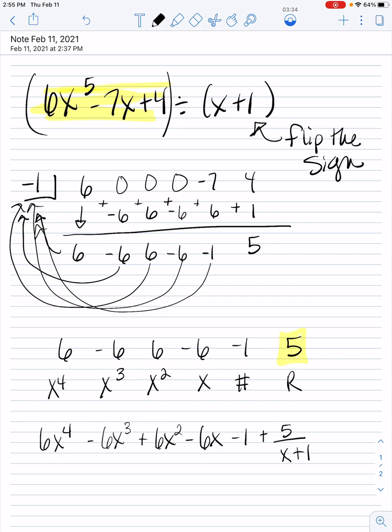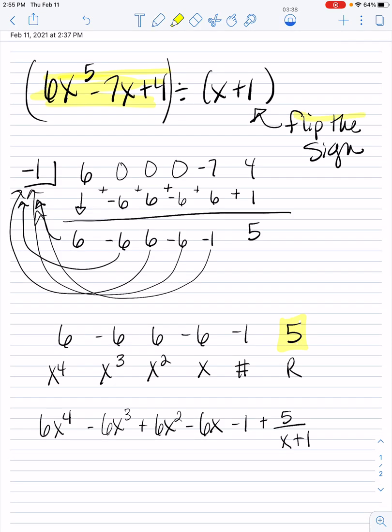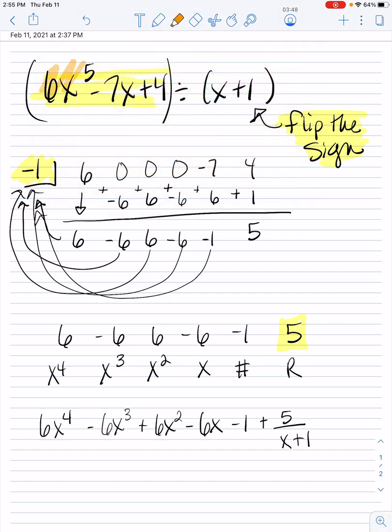So the takeaways here for you, Tian, is remembering to flip your sign when you're placing it on the shelf, and then if you have a problem where you have huge gaps between terms, remembering to fill them with zeros as placeholders.